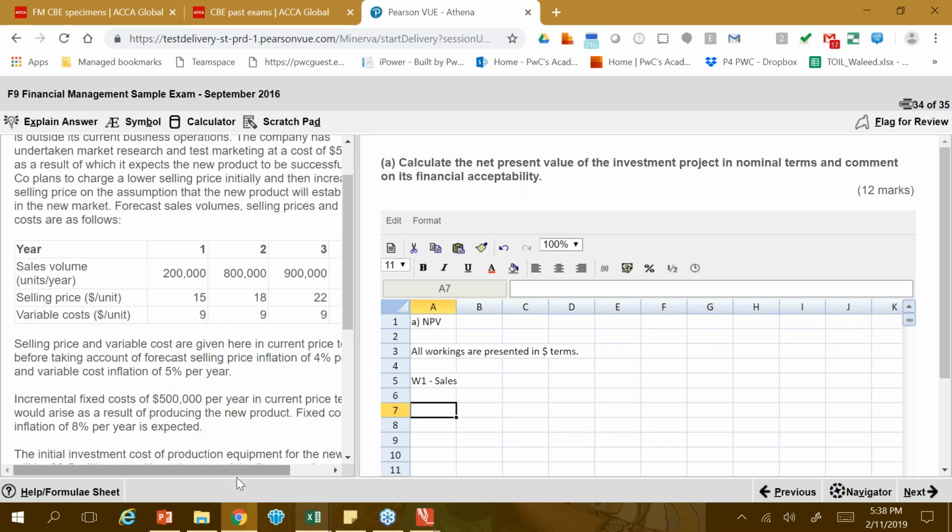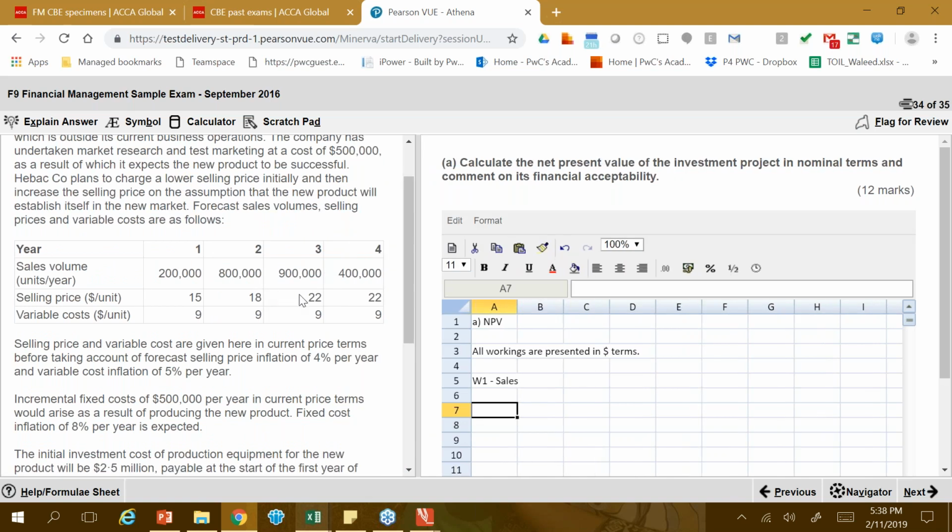So here is all the information. We have selling price of 15, 18, 22, and 22 for the 4 years. Remember, this was uninflated. So selling price per unit. We're going to put the years first, 0, 1, 2, 3, 4. There's no 0 here because we are doing a future cash flow of sales. So the first thing here is the selling price per unit.